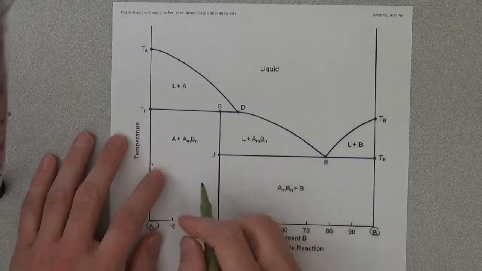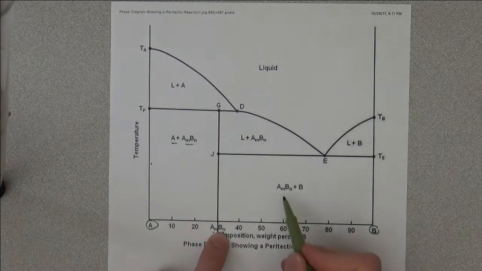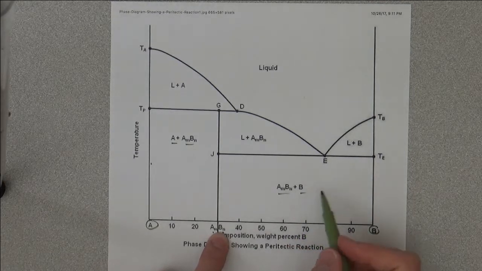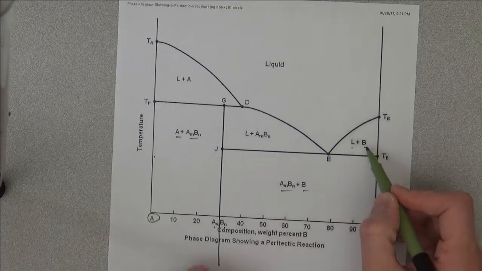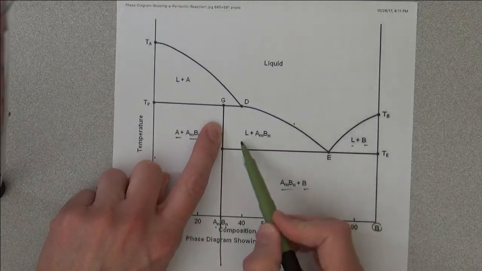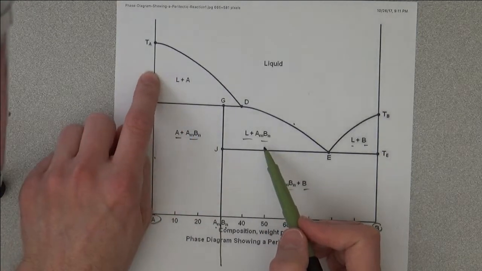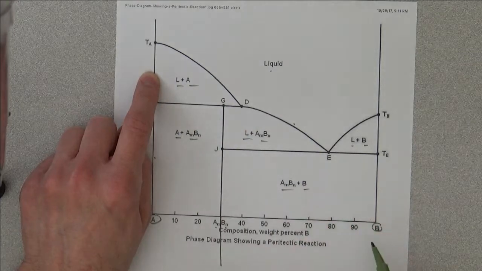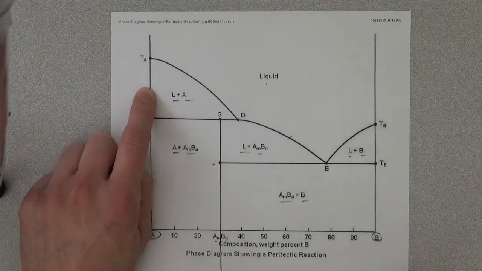So this is a two-phase region. This is AMBN and B, two-phase region. Liquid, so B and liquid, two-phase. Here we've got our line compound and liquid on the other side, so we have a two-phase region. And here, A is on one side and liquid's on the other, so we have a two-phase region. So the phase counting works out.